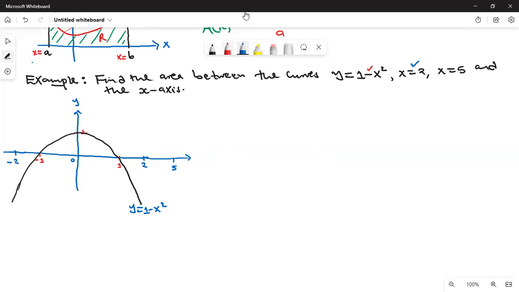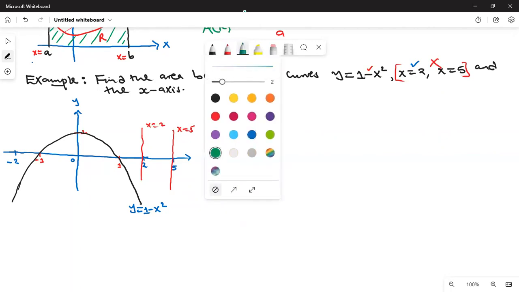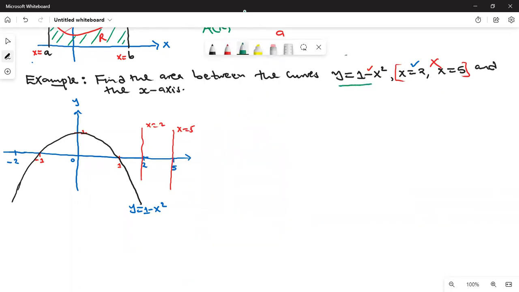Now, the line x is equals to 2 is this. The line x is equals to 5 is this one. So this is x is equals to 5, x is equals to 2. Those ones are outside the range. I don't even need them. These two, I don't need them. The area that I'll be interested in is the area between this curve and the x-axis. I ought not to have given you these two. So get rid of this and also this. So this is the region of interest.